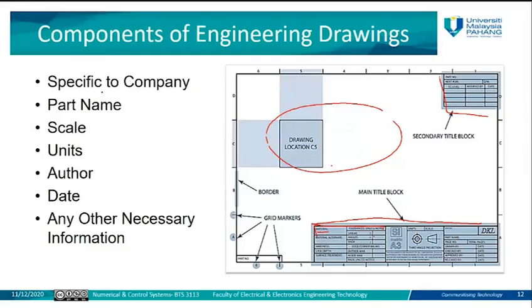Here you can see the specifics, also the name of the company, for example, the part name, the scale, the units, author, date, and any other necessary information. All these will be placed either in the main title block or in the secondary or revision block. Later we will see a lot of such drawings with some details, and it will be clearer to see also the projection, whether it is third angle projection or first angle projection, and so on.